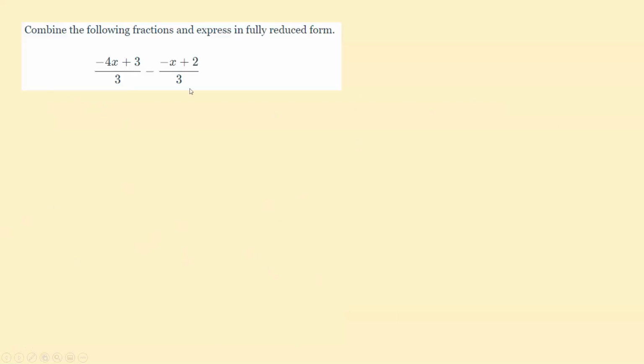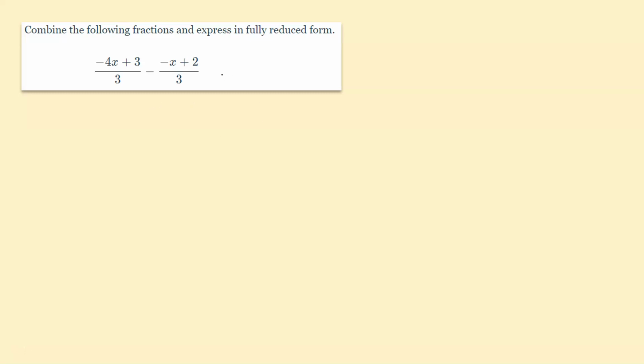So for this example, here we can see we already have a common denominator. So that means we can go ahead and subtract these. It says combine the following fractions and express in fully reduced form. So we can go ahead and subtract these. One thing to be careful about is the negative here. We're subtracting negative x, and we're also subtracting positive 2.